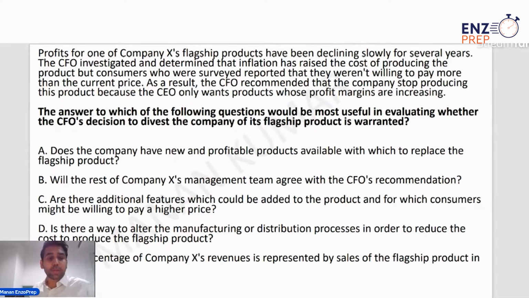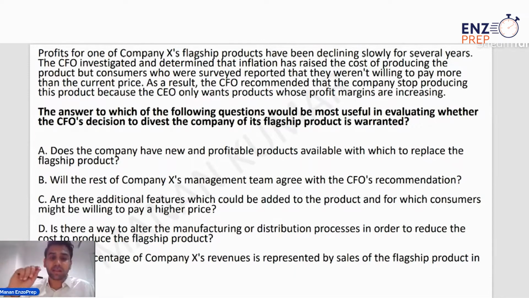E talks about what percentage of the company's revenues is represented by the sales of the flagship product. Now, please understand, this is again concerned about the overall company's revenues. We are not concerned about the overall company's revenues at all. We are just concerned about the profit margin of the flagship product. So, can you see that A, B, and E you can eliminate based on just a very simple reason, that they are going beyond the criteria that the CFO has used to recommend that the company should divest the product? They're all going outside that criteria. So A, B, and E are very quick to eliminate because they're exceeding the scope, which gets you down to C and D.